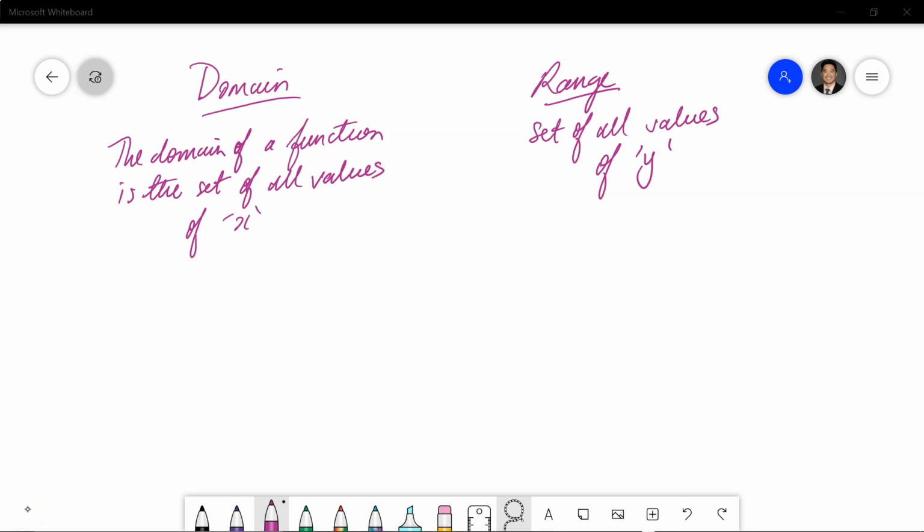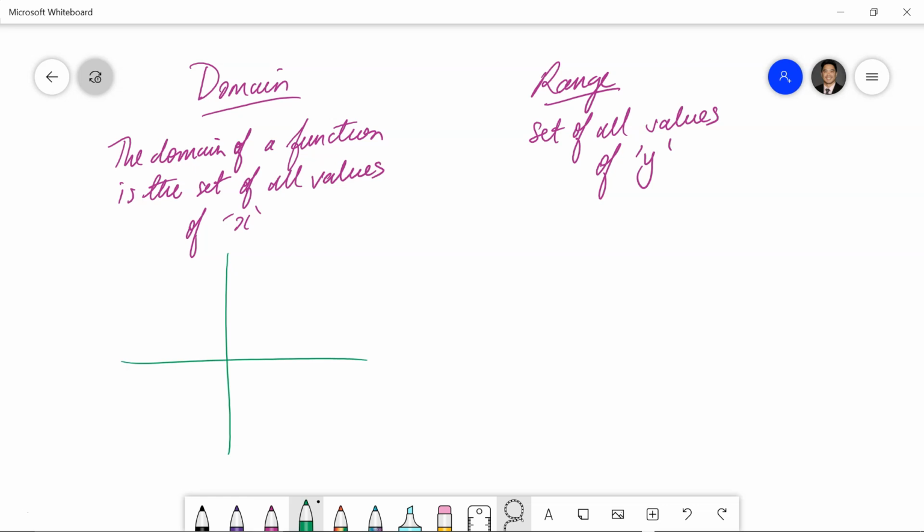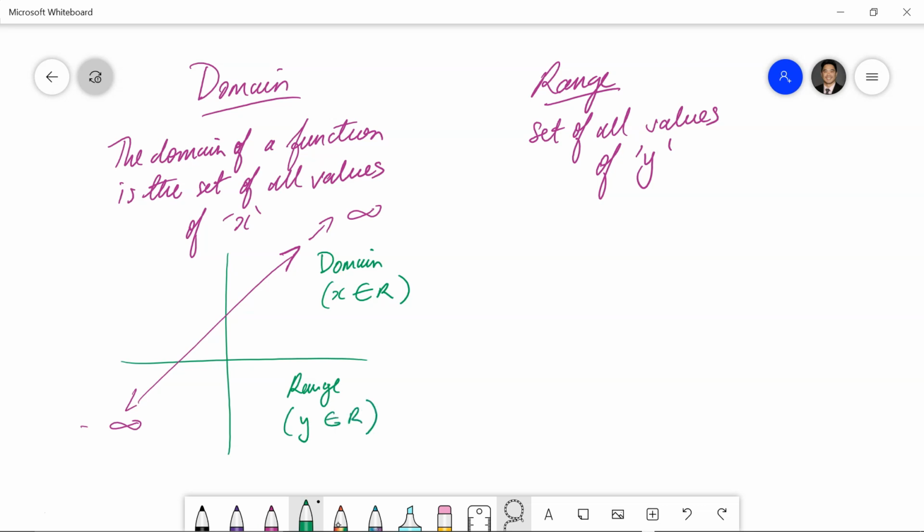Now, for something like a straight line graph, we could see that these arrows indicate that it's just going to infinity, and this is going in the other direction as well. Okay, so we can say that the domain is basically all the real numbers of x. And for the range, it's also all the real numbers for y. There's no limit to what the values are because it continues on.